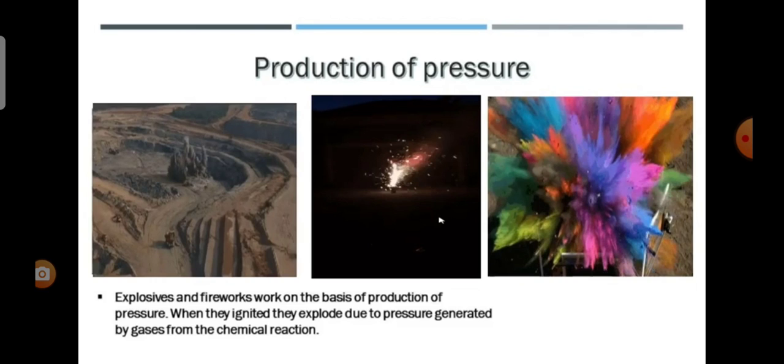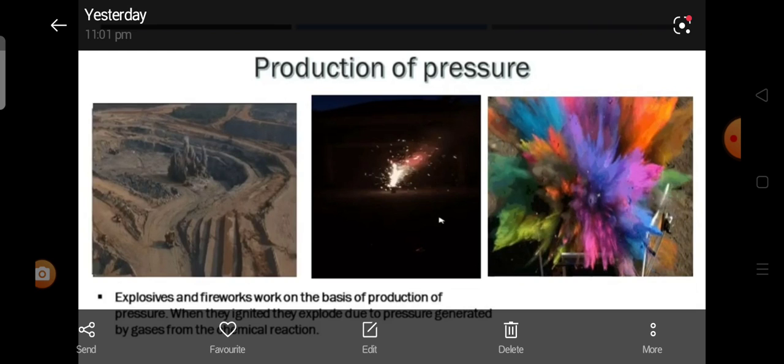Explosives and fireworks burst because of this basis. When they are ignited, they explode due to pressure generated by gases from the chemical reactions. Thus, you hear a huge sound.